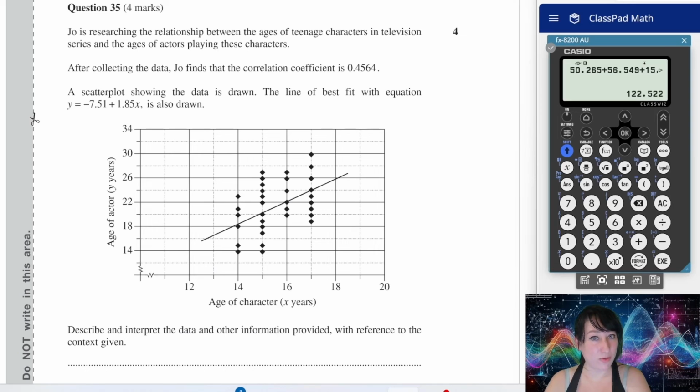Question 35, another 4-mark question. So Joe is researching the relationship between the ages of teenage characters in television series and the ages of actors playing these characters. After collecting the data, Joe finds that the correlation coefficient is 0.4564. A scatter plot showing the data is drawn. The line of best fit with equation y equals minus 7.51 plus 1.85x is also drawn. Describe and interpret the data and other information provided with reference to the context given.